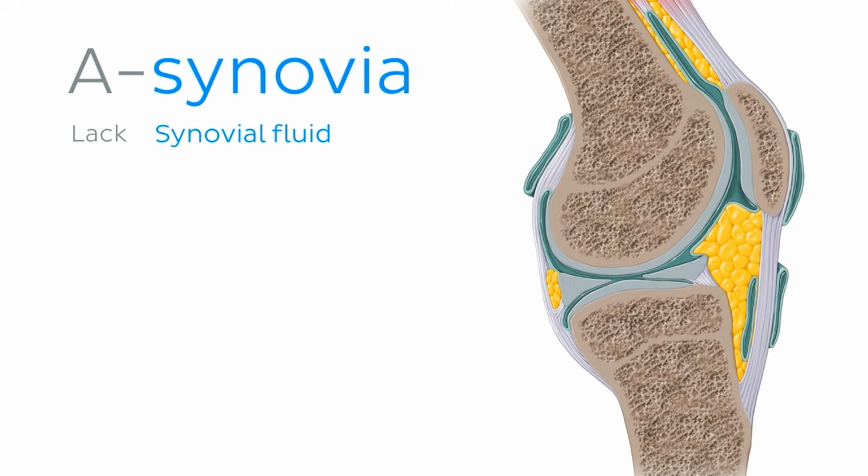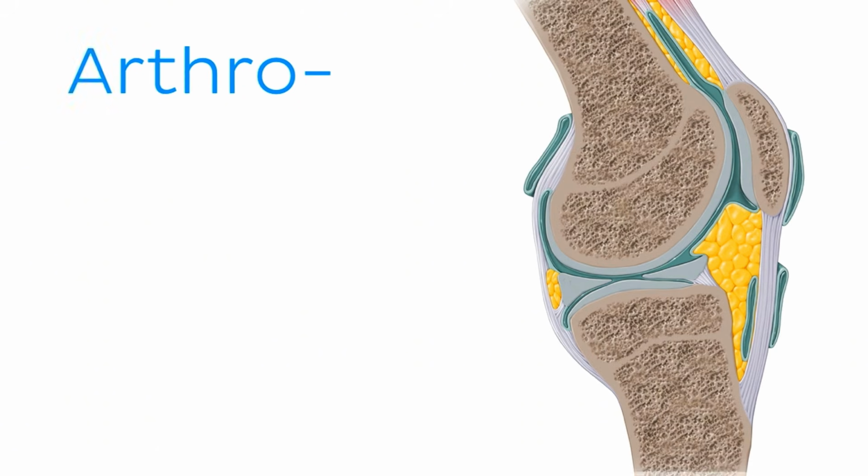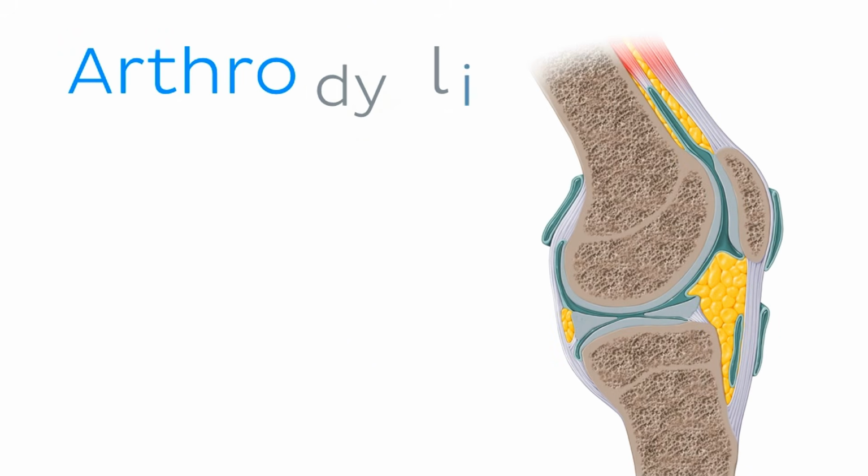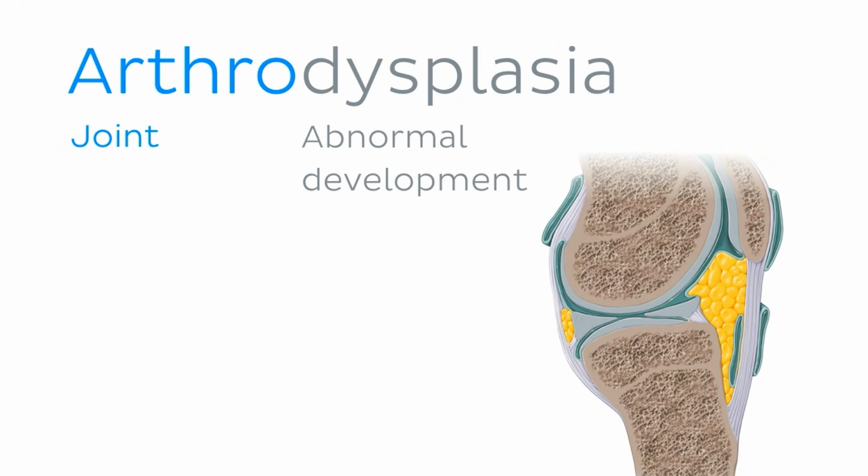And finally, last but not least, we have arthro, which is a prefix referring to a joint, such as in arthrology, which is the study of joints, or arthrodysplasia, a congenital defect of joint development.